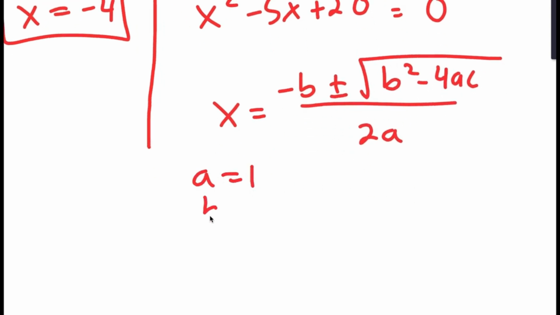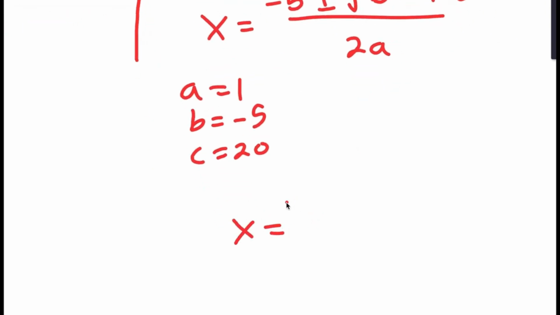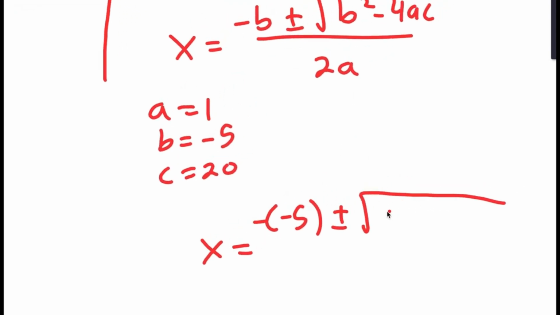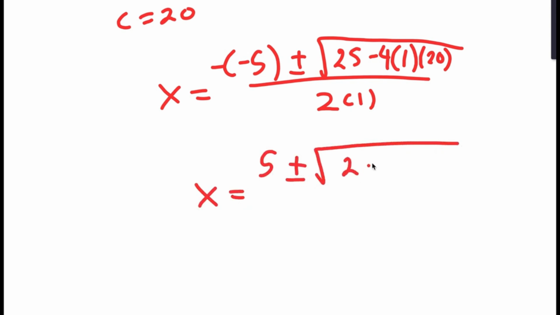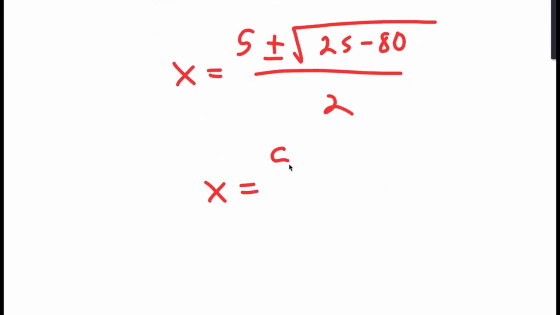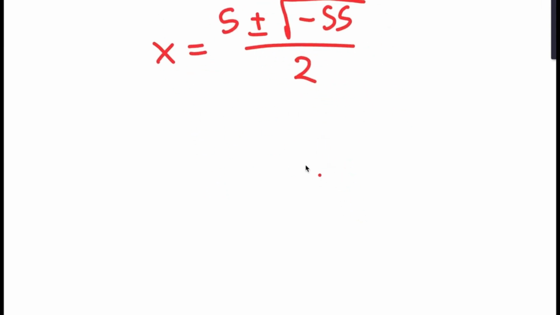So in this case, a is 1, b is negative 5, and c is 20. So I get x is equal to negative of negative 5 plus or minus the square root of b squared, which is negative 5 squared, which is 25, minus 4 times a, which is 1, times c, which is 20, all over 2a, so 2 times 1. And this is equal to 5 plus or minus the square root of 25 minus 80 over 2, which is equal to 5 plus or minus the square root of negative 55 over 2.